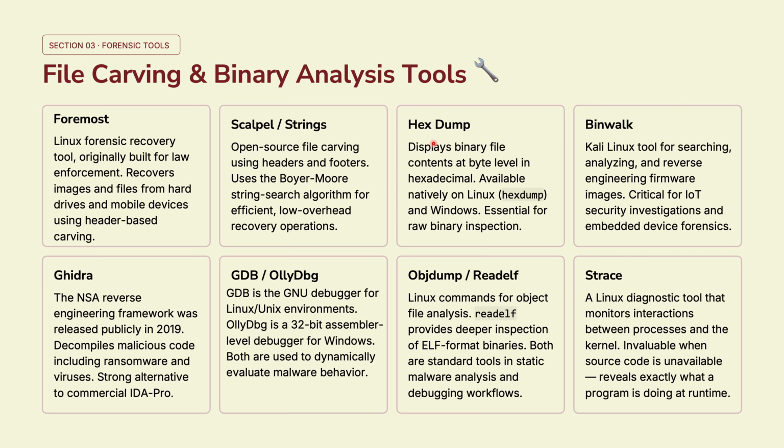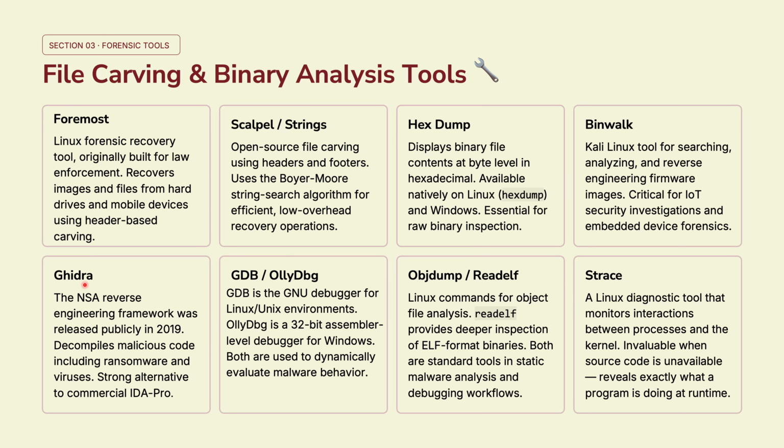HexDump provides a hexadecimal view of binary file contents at the byte level. The Linux HexDump utility displays content in hexadecimal, decimal, octal, ASCII formats, and so on. Of course, there is a free Windows version for that. Binwalk, that's a Kali Linux tool. It's used for searching, analyzing, reverse engineering, and extracting firmware images. It is particularly valuable for IoT security, improving the stability and security of devices against attacks.